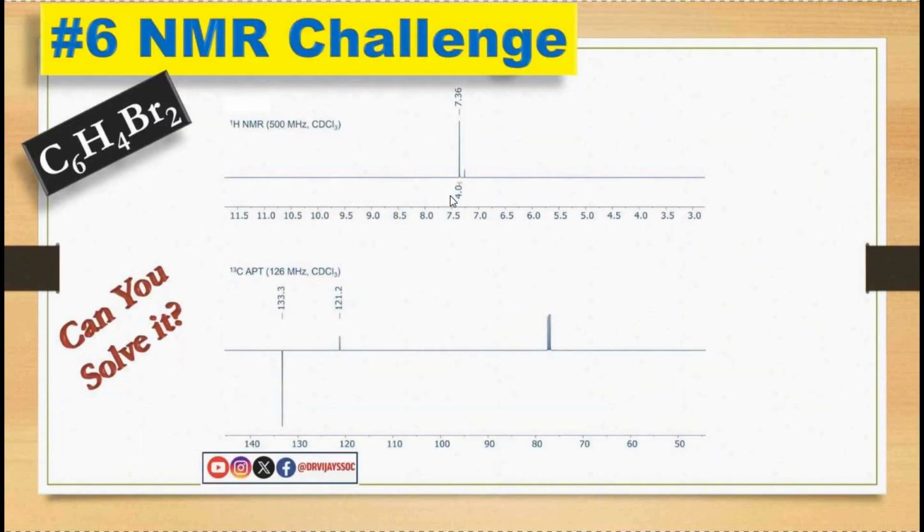Now here is the NMR challenge for you. This compound has molecular formula C6H4Br2, and if you look, this is also a highly symmetrical molecule because you have only 1 signal in the NMR, which is around the aromatic region. So this is easy to solve. If you manage to solve, then don't hesitate to post your answer in the comment section, and I will disclose the solution in the next video.